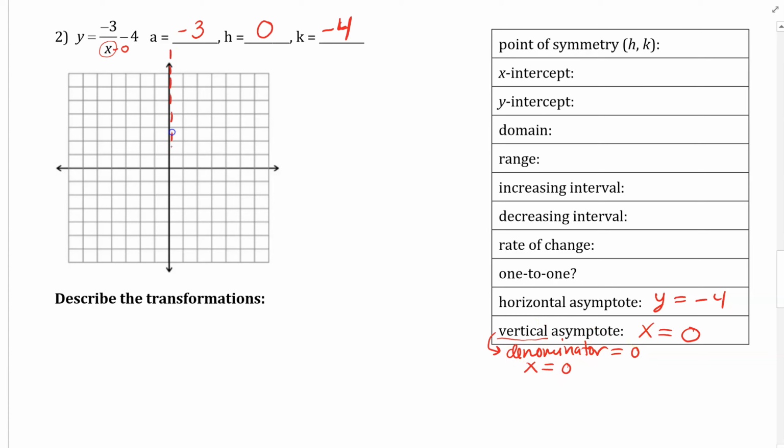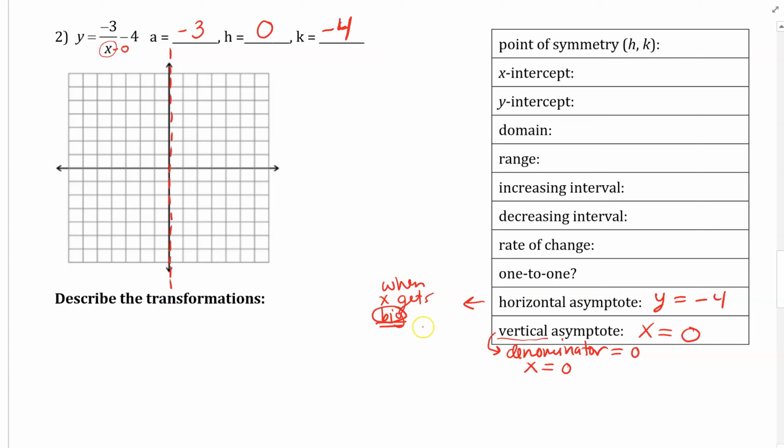So this, like the parent function, will not cross the y-axis. It has a vertical asymptote there. The horizontal asymptote has to do with when the x value gets big. When x gets big. And when I say big, I mean big. 10, 100, 1,000, 10,000, 100,000, million, 10 million, 100 million, big. Okay?